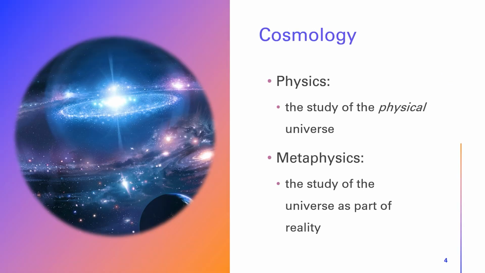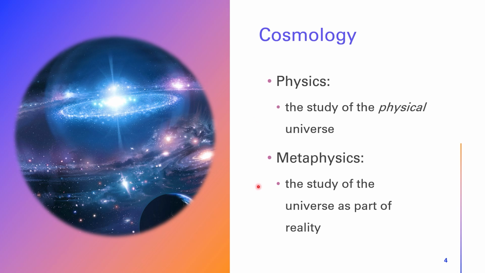Let's start with the term cosmology. So in science, cosmology refers to the study of the physical universe. It focuses on the large-scale structure and evolution of the universe. That usually means building mathematical models using physics and astronomical data. So when researchers talk about cosmology, they are often referring to things like dark matter, galaxy formation, or how the universe is expanding. In the philosophy of science, the understanding of cosmology is broader.